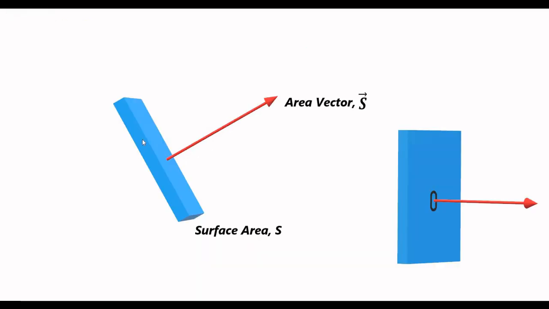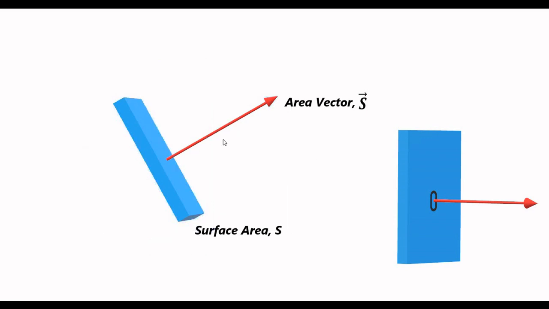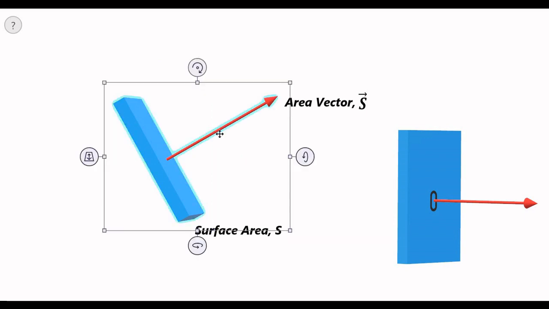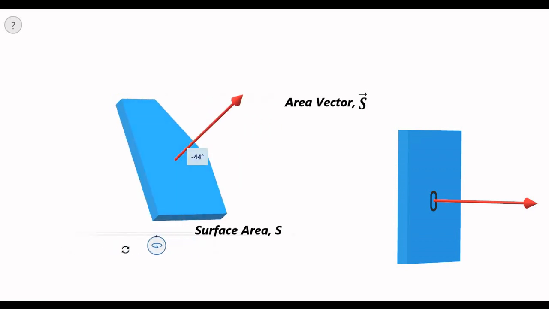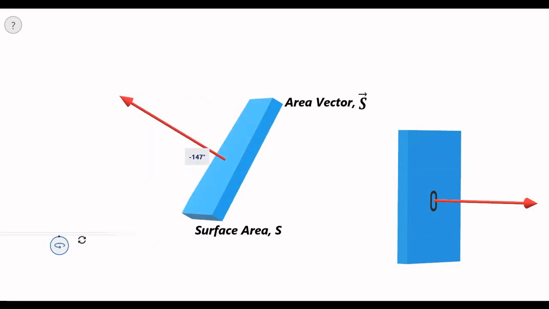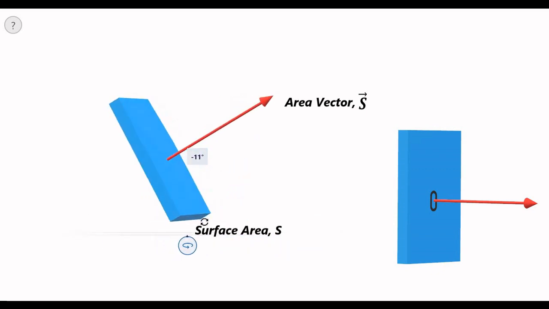So let us try to understand the concept of area vector with the help of some three-dimensional analysis. Let us say we have this surface here, any random surface we have taken. If we select it entirely, this perpendicularly outwardly directed red arrow is the area vector S, surface area S. As we rotate the surface in any direction in which it is tilted, the area vector also gets rotated along with it, like this.